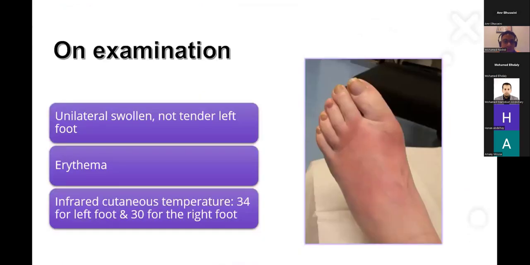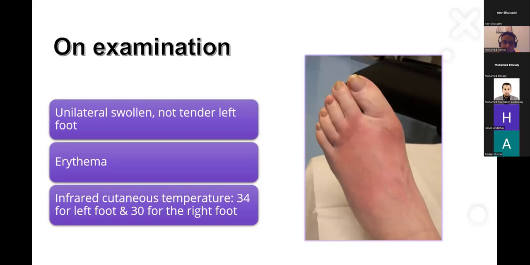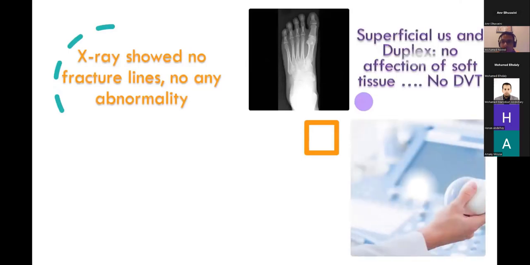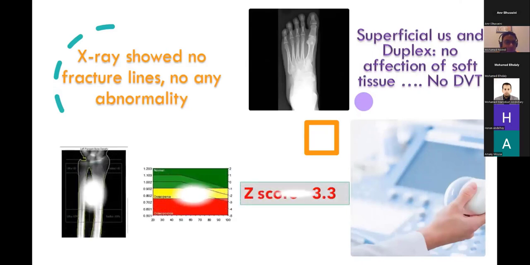On examination, we found a unilateral swollen, non-tender left foot with erythema and higher temperature, measuring 34 degrees compared to the right one, which measured only 30 degrees. On radiological evaluation, the X-ray showed no fracture line and no abnormality. On superficial ultrasound and duplex, there was no affection of the soft tissue and no documented DVT. However, the DEXA scan documented osteoporosis, most likely secondary osteoporosis, more prevalent in the distal one-third of the radius with a Z-score of minus 3.3.